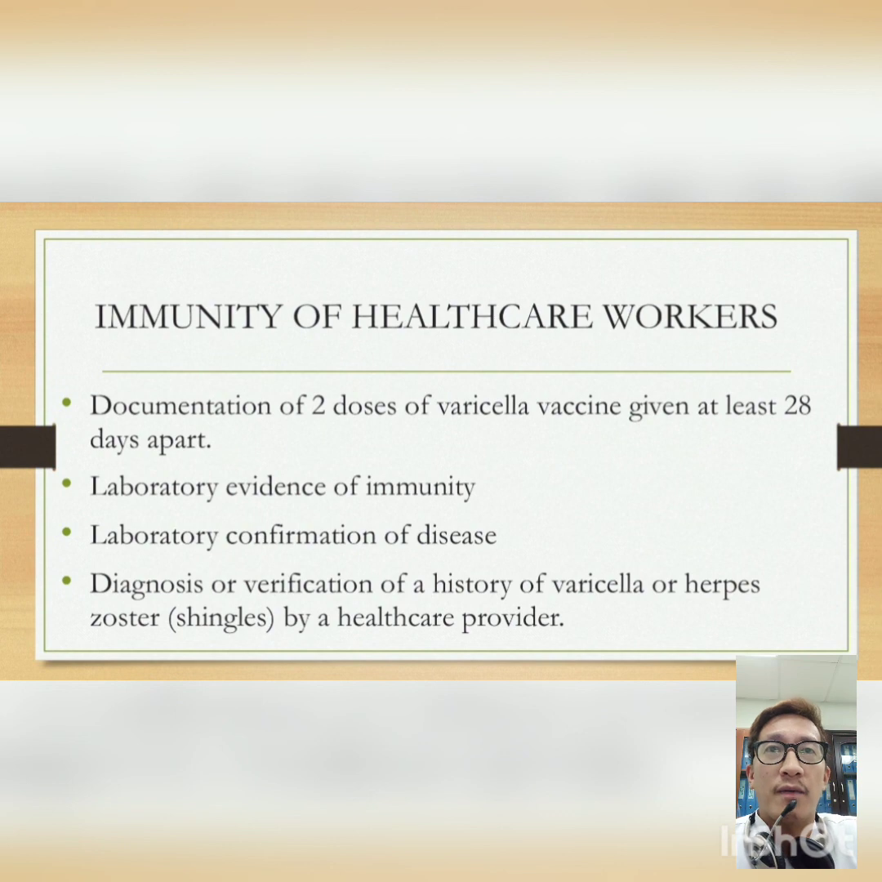So how do we know if a healthcare worker is immune already to varicella? First, there should be documentation of 2 doses of varicella vaccine given at least 28 days apart. So, documented vaccination. Second is laboratory evidence of immunity, laboratory confirmation of disease, and verification of a history of varicella or herpes zoster diagnosed by a healthcare provider. So these are the guidelines in order for us to be able to say that a healthcare worker is already immune to varicella or chickenpox.